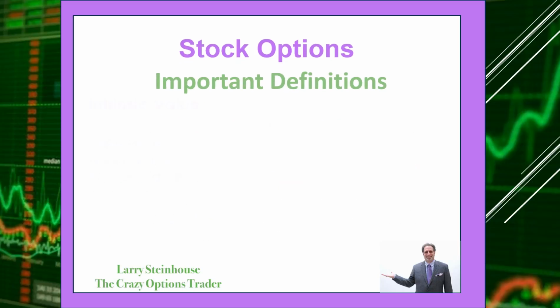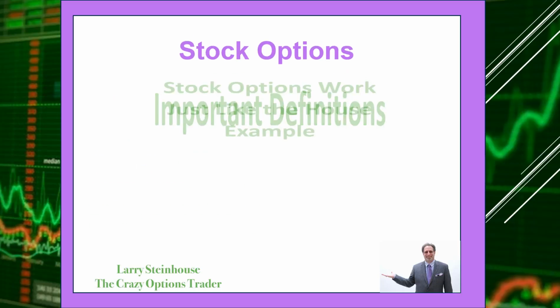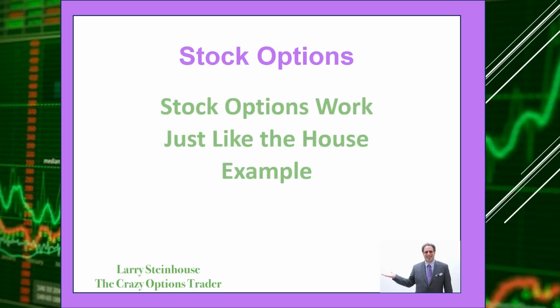So let's take a look at this again. The strike price is $90,000. The house value is $100,000. The intrinsic value is $10,000. Now remember, the option price was $20,000, and this cost includes the $10,000 time value. So I have $10,000 intrinsic value, and I have $10,000 time value. So stock options work just like the house example. It's exactly the same. So let's go through it.